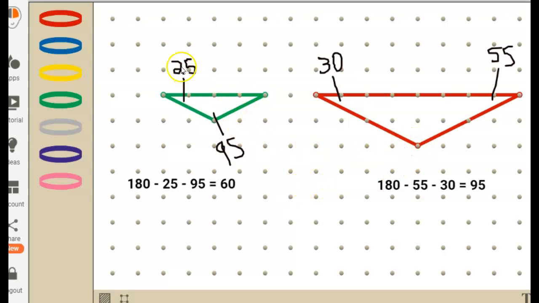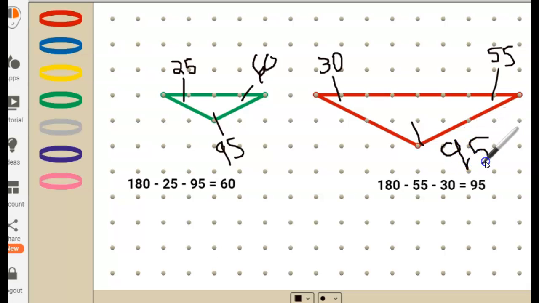Okay. So we do the work. We have two. Right now, there are two different ones. And we do the work, and we see that the third one here is 60 because we said 180 minus 25 minus 95 equals 60. And we did this work here, 30 and 85 from 180 gave us 95.